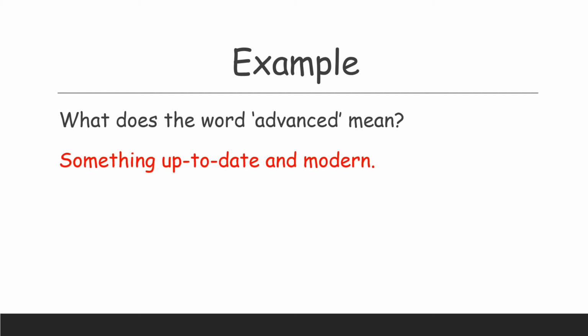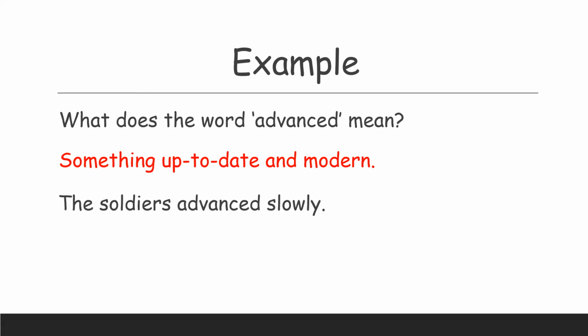Now that's entirely right, isn't it? The word advanced can mean something up to date and modern. For example, if I were to show you some advanced research, well, it would be up to date research, wouldn't it? If I showed you an advanced computer, that would mean it's an incredibly up to date and modern computer.